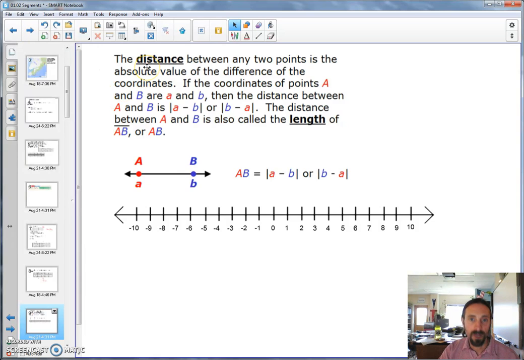And this is what we just talked about. So the distance between any 2 points is the absolute value of the difference between those coordinates. And whether you start with coordinate A and subtract B, or you do B and A.